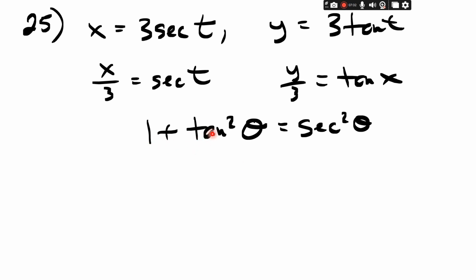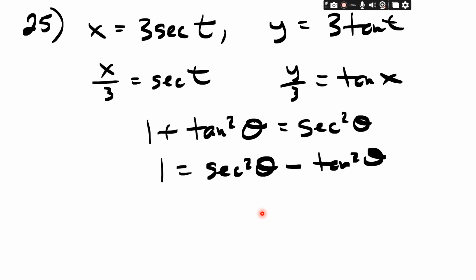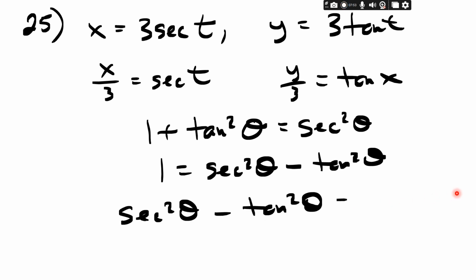So boom, okay. So it's 1 plus tangent squared theta is equal to secant squared theta. Awesome. So let's move this around to get it the way we want it. I'm going to move the tangent over to this side. If I do that, I get secant squared theta minus tangent squared theta. And I don't like the 1 being on the left, so I'm going to take it to the right. And I got myself that.